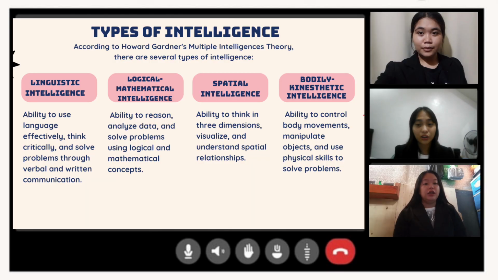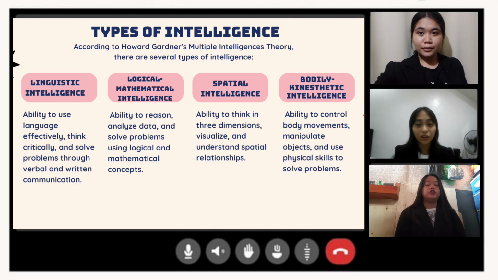Good morning, everyone, and we have just tackled the types of intelligence. According to Howard Gardner's Multiple Intelligence Theory, there are several types of intelligence. First is linguistic intelligence, the ability to use language effectively for thinking, expressing ideas, and solving problems through spoken or written communication. For example, a journalist, poet, or public speaker who can write impressively and explain complex ideas clearly or speak eloquently.